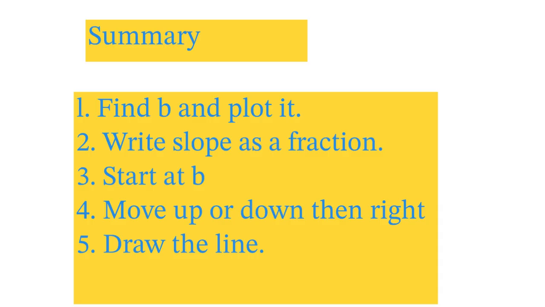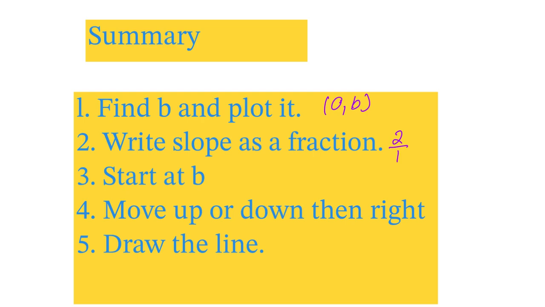I'm going to give you a simple checklist that works every single time. You can screenshot this or copy it in your notebook. First things first, find b and plot it. Remember, this is a point where x is 0. Write the slope. I'm going to write this over here so you can see. Write the slope as a fraction. So if we had 2, we're going to write 2/1. And if it's a fraction, leave it alone.